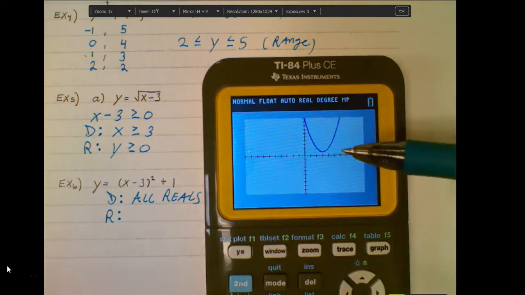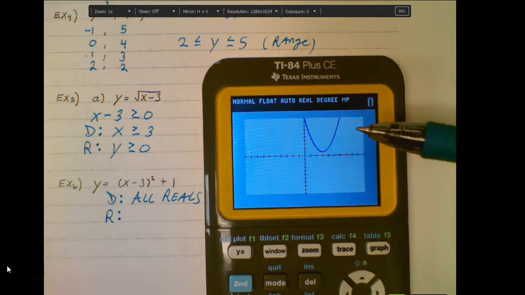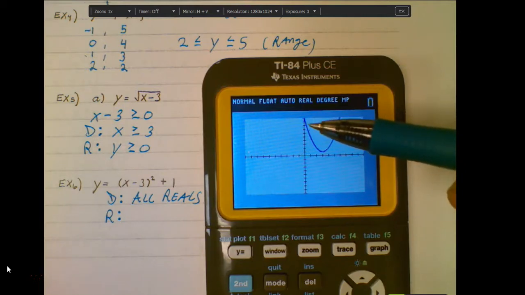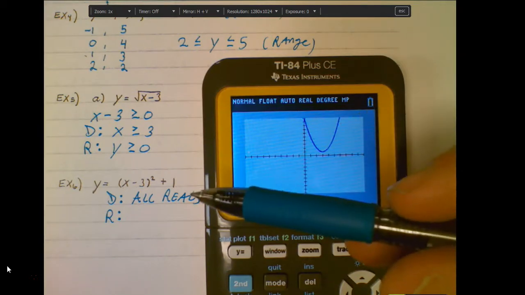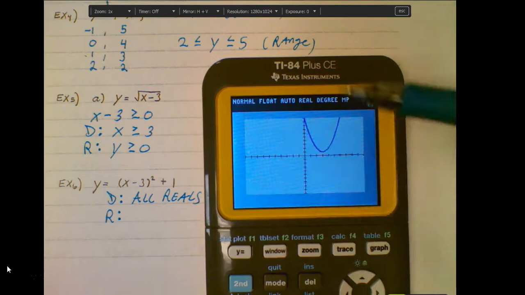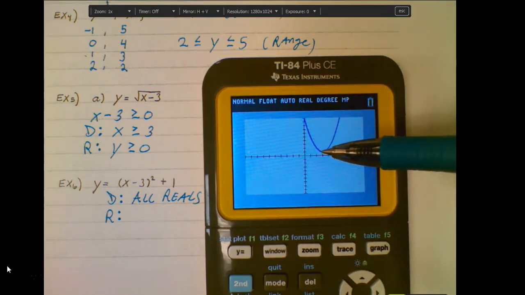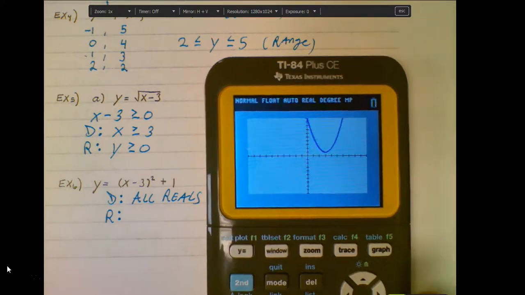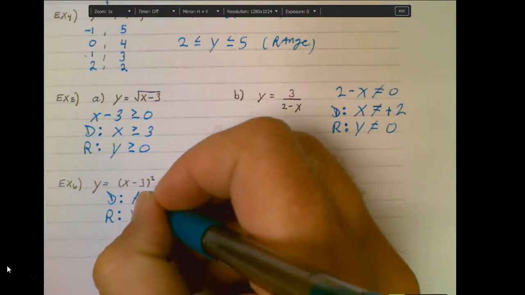So as you take a look right here, again the domain is whatever your graph is doing from left to right, and this graph is going to go left forever and it's going to continue to go right forever. So that's why my domain is all real numbers. But as far as the range goes, remember the range is up and down. So for this graph right here, the lowest range value is 1, and then from there it goes up. So for this graph, we're talking about all the y values that are greater than or equal to 1.